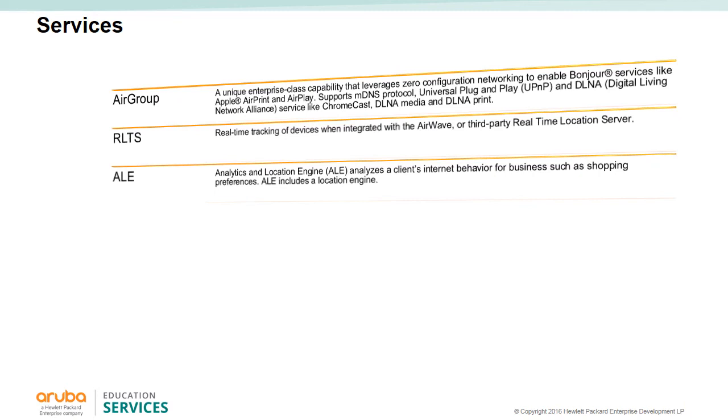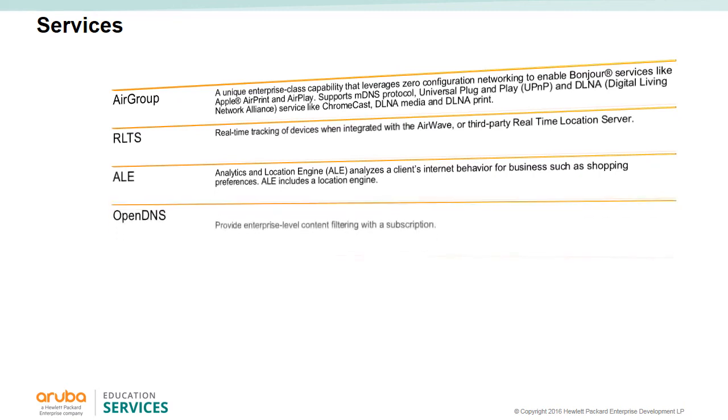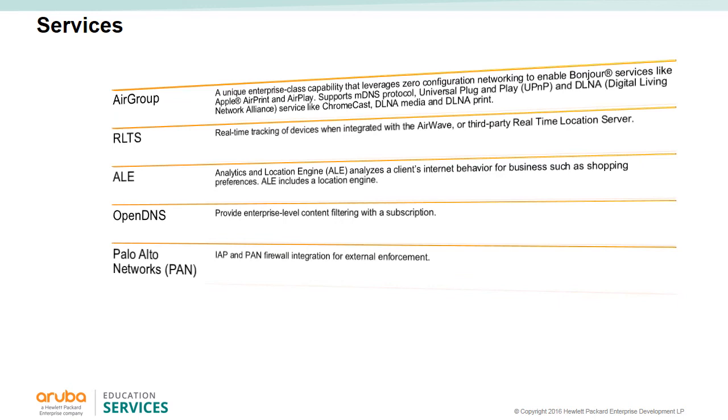OpenDNS: with subscriptions to OpenDNS to provide cloud-based enterprise-level content filtering. Palo Alto Networks: IAPs maintain the network and user information for its clients in the network and can provide the required information for the user ID feature of the PAN firewall.